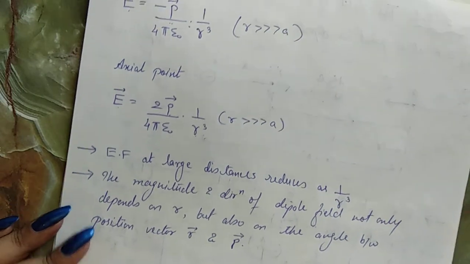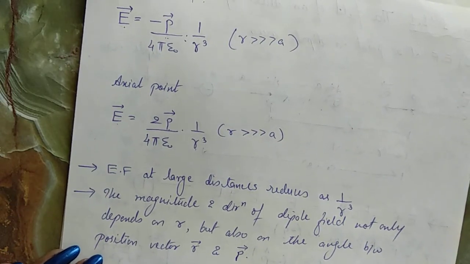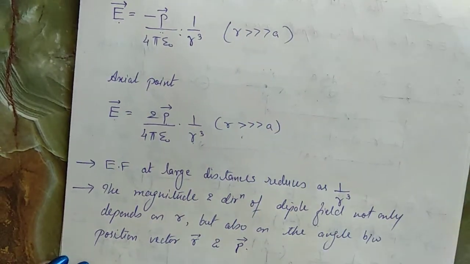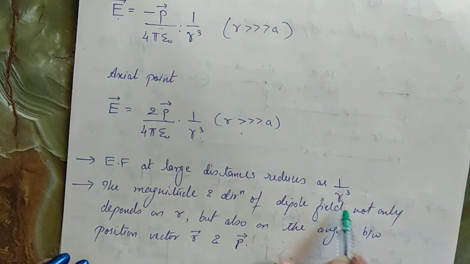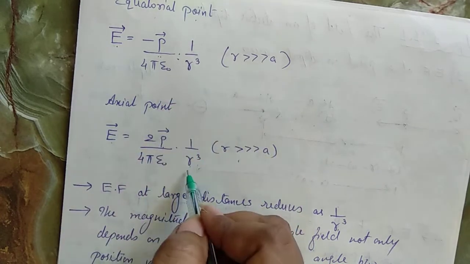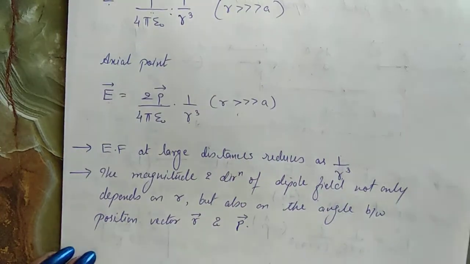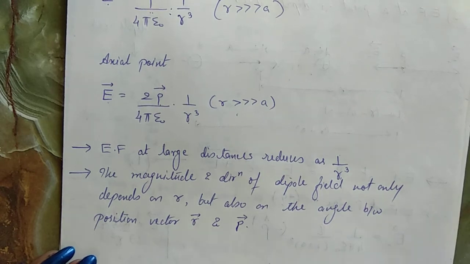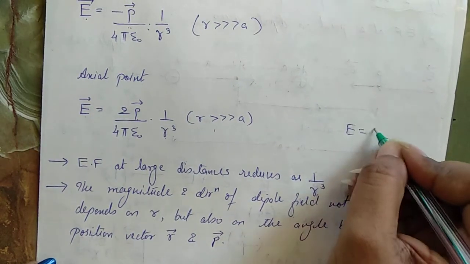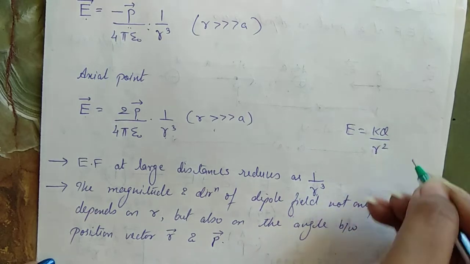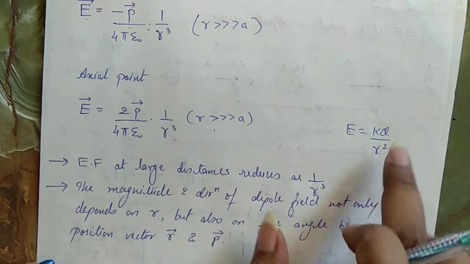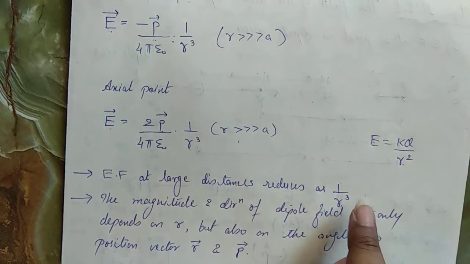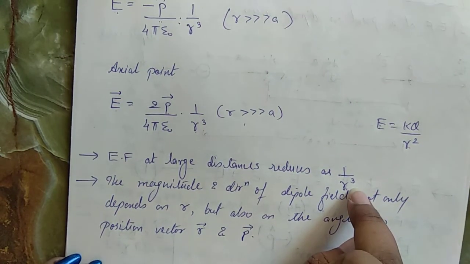One more thing we need to discuss, that the electric field at larger distance reduces as 1 upon r cube, not as 1 upon r square like it was decreasing in the case of electric field due to a point charge. It was E equals kq upon r square. So there the electric field was reducing as 1 upon r square, but here in the case of dipole it is reducing as 1 upon r cube.